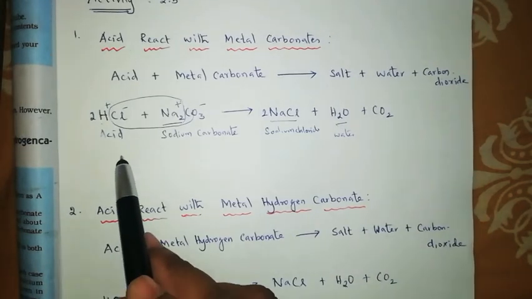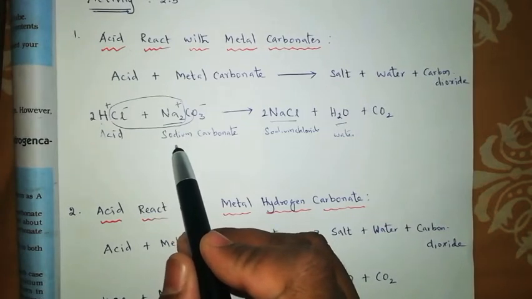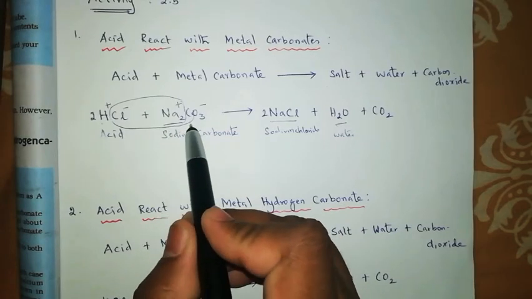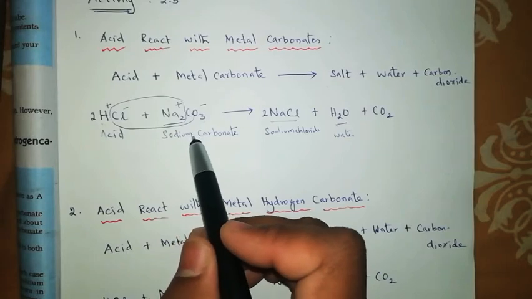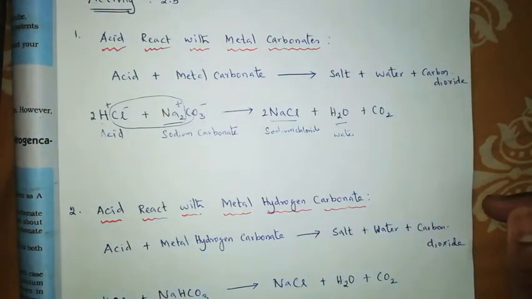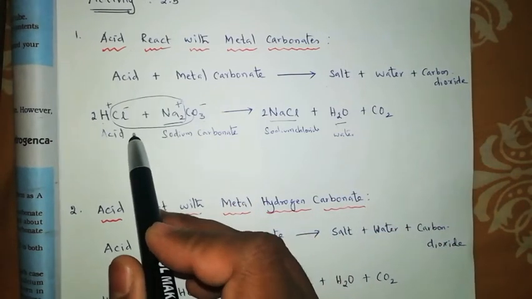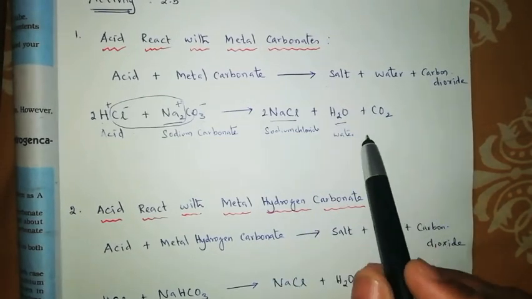Hydrochloric acid is what we have taken, and sodium carbonate is the salt we have taken, and this is a metal carbonate. Sodium is a metal, carbonate is attached to that, so it is a metal carbonate. We know lots of metal carbonates: sodium carbonate, potassium carbonate, aluminum carbonate, calcium carbonate, right? These are the metal carbonates, so we can take any one of them. When we react it with this acid, it gives salt, water, and carbon dioxide.